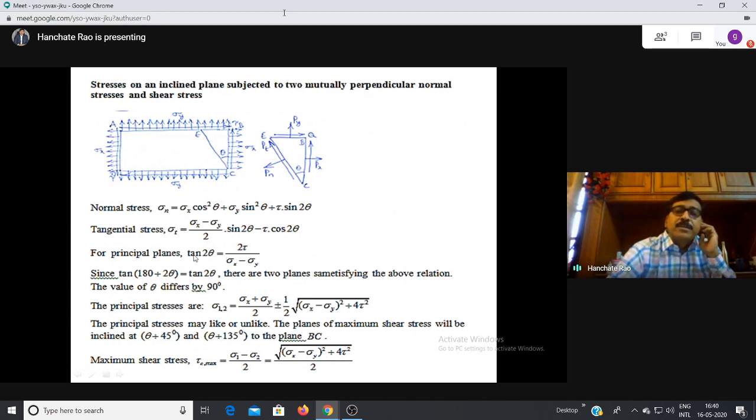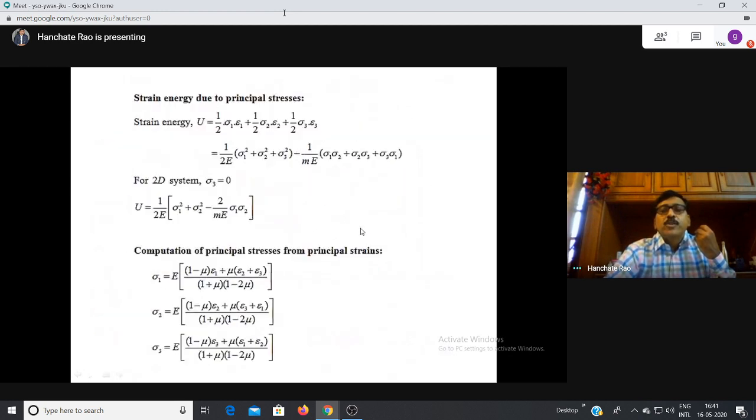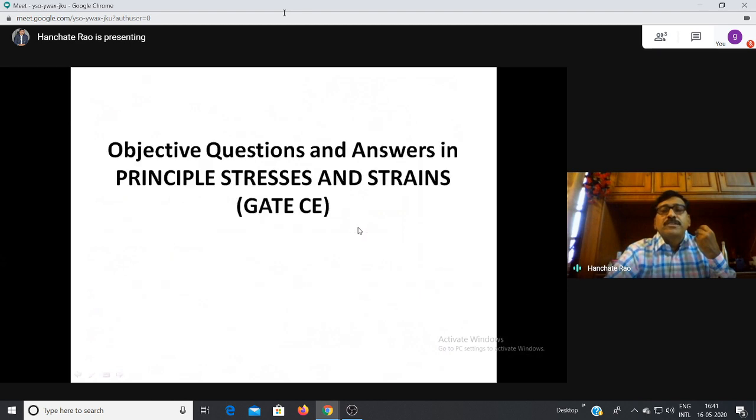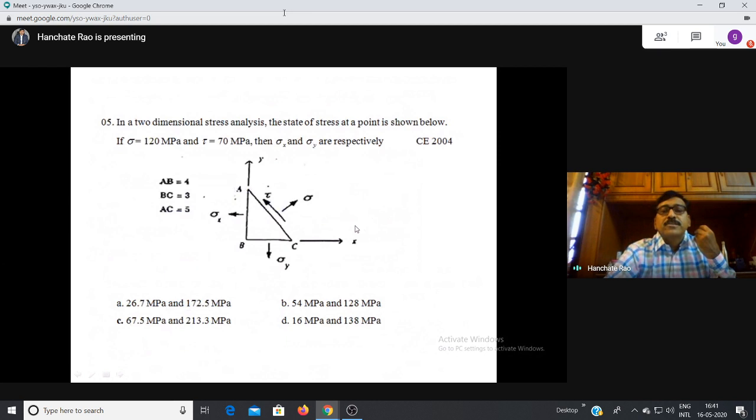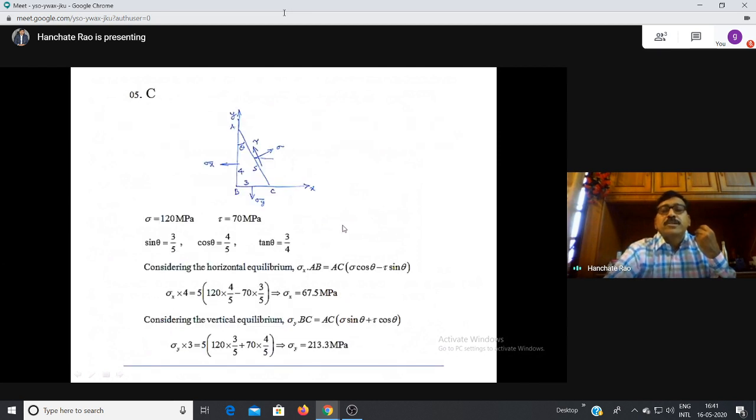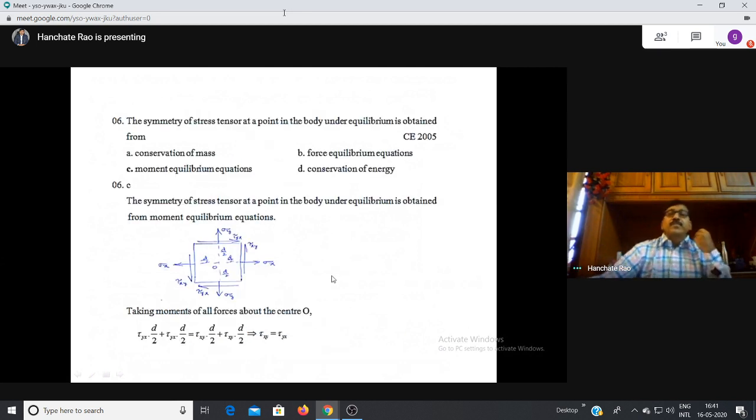So taking from this concept, sigma n is equal to sigma x cos square theta plus sigma y sin square theta. Sigma t is equal to sigma x minus sigma y by 2 sin 2 theta. He has given you what is sigma n and what is sigma t. So you just substitute these values, solve these two equations, and you are going to get the solution for this. So nothing to bother much about that. From this you can solve sigma x and sigma y.